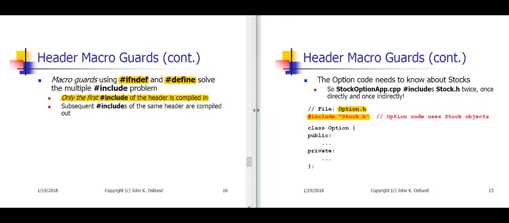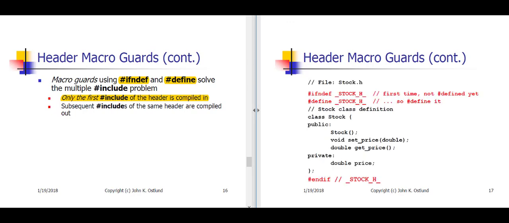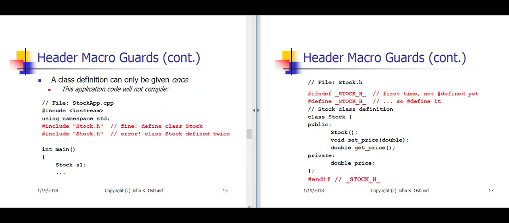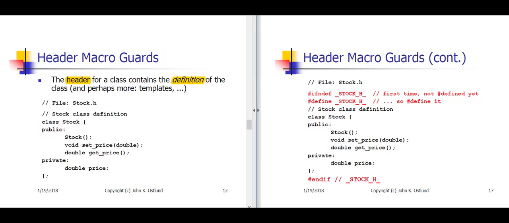Here's how this looks on slide 17. Now, actually, let me recall what we had before. Here's what we started with for our stock.h file back on slide 12. We have a file named stock.h that contains a definition for the stock class, including its public members and its private members. But we saw that it's an error then if you accidentally include this file multiple times.